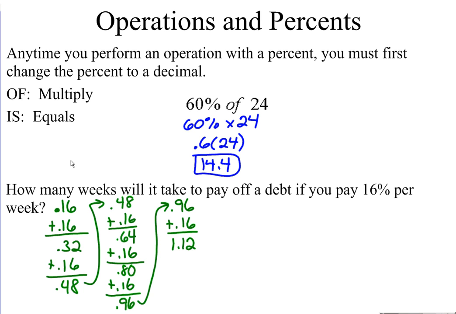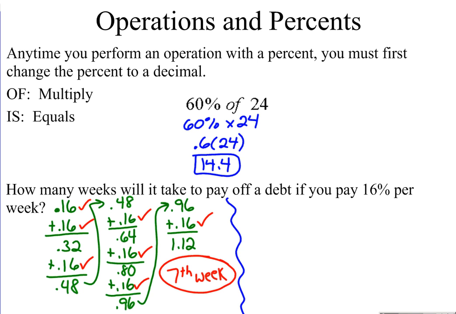So we know the debt is paid off. So how many weeks did I have to pay 16%? Week 1, week 2, week 3, week 4, week 5, week 6, and week 7. So we know sometime during the 7th week is when our debt is going to be paid off. That's one way that this problem could have been done, and it's perfectly fine if that's the way that you chose to do this problem.